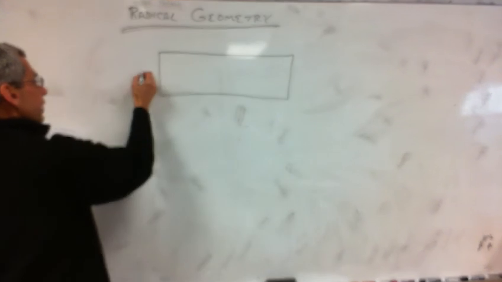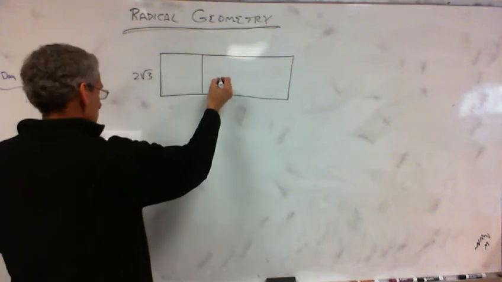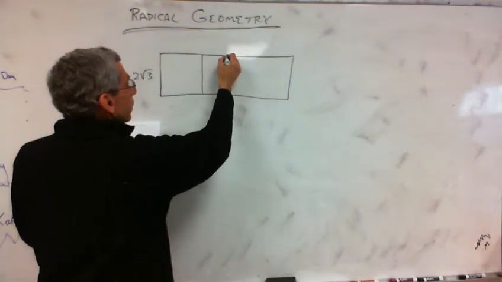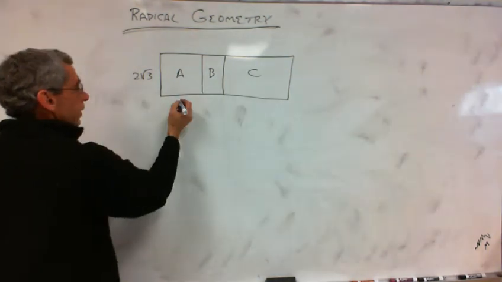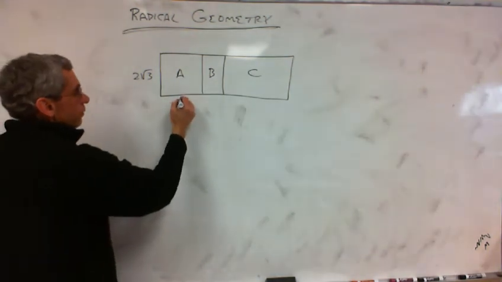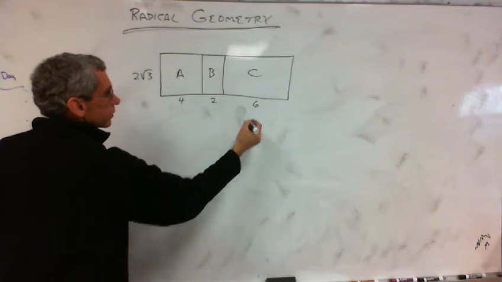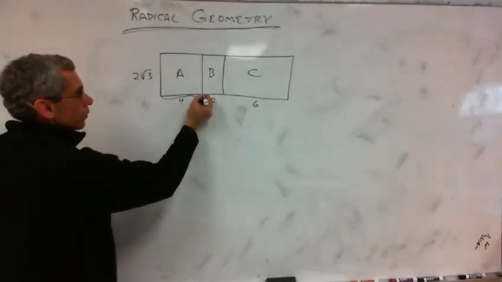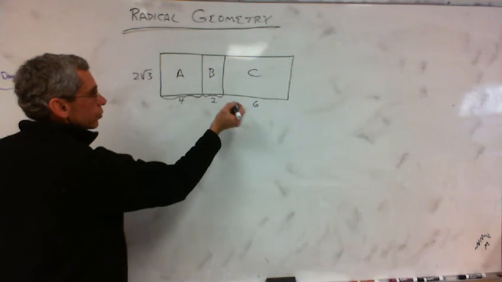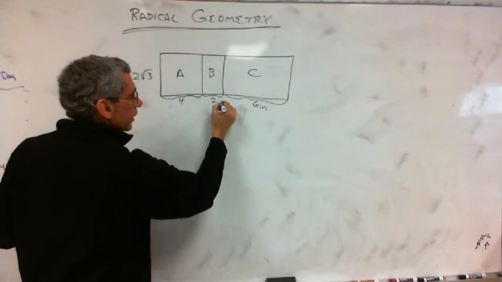The length of this is 2 square root of 3, and there's 3. This is A, this is B, and this is C. And this is 4, this is 2, and this is 6, right? So from here to here is 4, from here to here is 2, and from here to here is 6. And we'll call them inches, right? Inches.